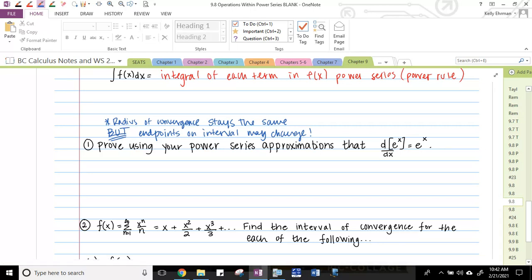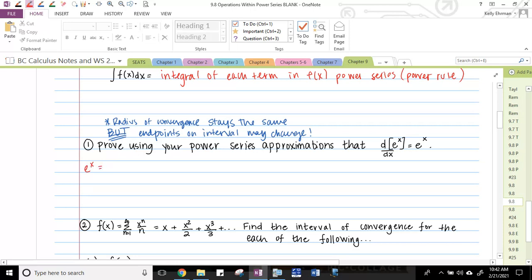Because even if, say, in the previous day's notes, the last example, we didn't include 0 and we did include 2 in the interval of convergence, maybe when we take derivatives, it'll turn out that we can't include 0 or 2. Or all of a sudden we can include 0 and 2 or some other combination. Okay, so prove using your power series approximations that the derivative of e to the x is e to the x. Let's start by remembering what our e to the x power series is.